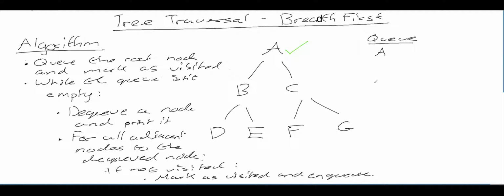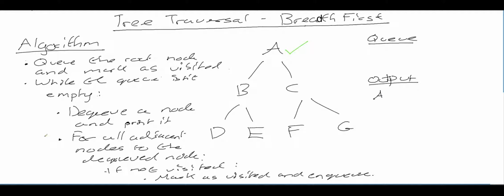So we've done the first step of our algorithm here, and I'm just going to write down a place for us to output data. So we're imagining that we are the computer here. And then the next step is, while the queue isn't empty, we do this loop. So we dequeue a node and print it in our output. The node we've got in the queue at the moment is A, so we're going to dequeue it and put it in our output.